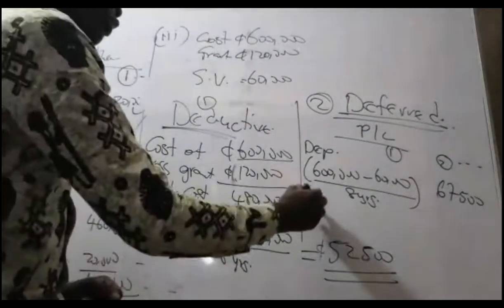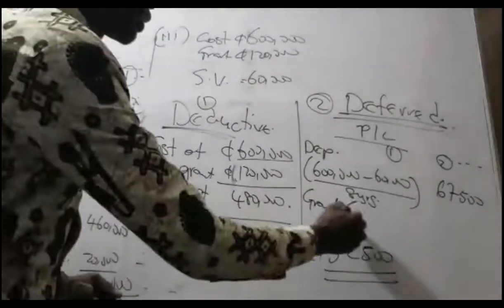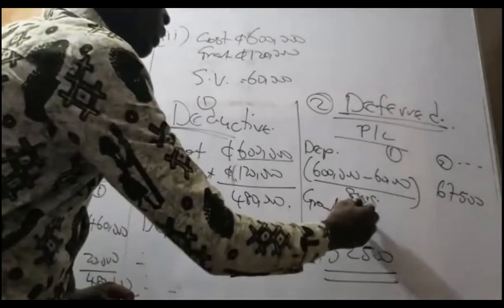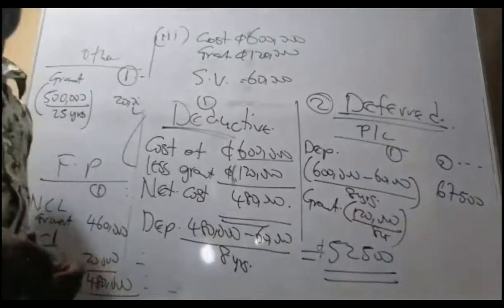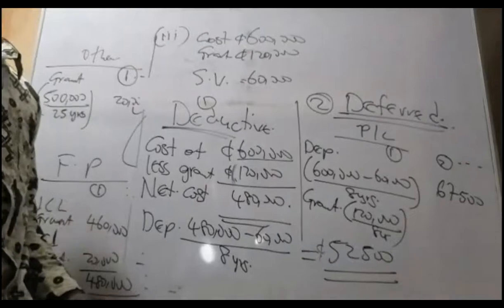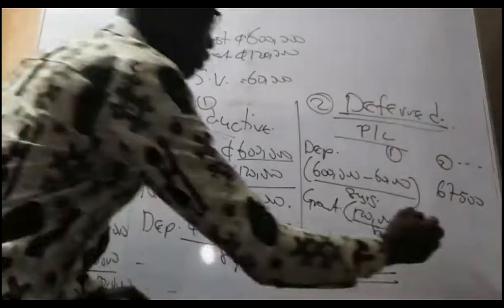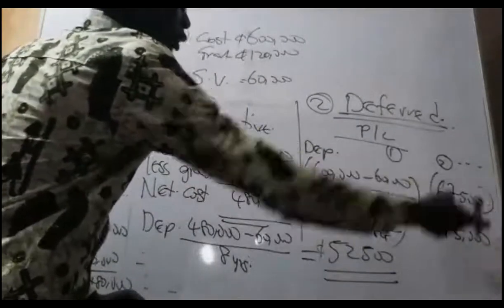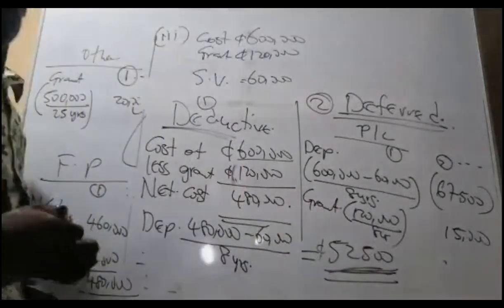Then you go to grants. The entire grant must also be amortized as usual. So the grant is 120,000, and 120,000 is divided by 8 years. Every year, a portion must be released to the income statement. So 120 divided by 8 will give us 15,000, so a gain of 15,000. So the answer will still be the same. The depreciation of 67,500 less a grant of 15,000 returns us to 52,500.